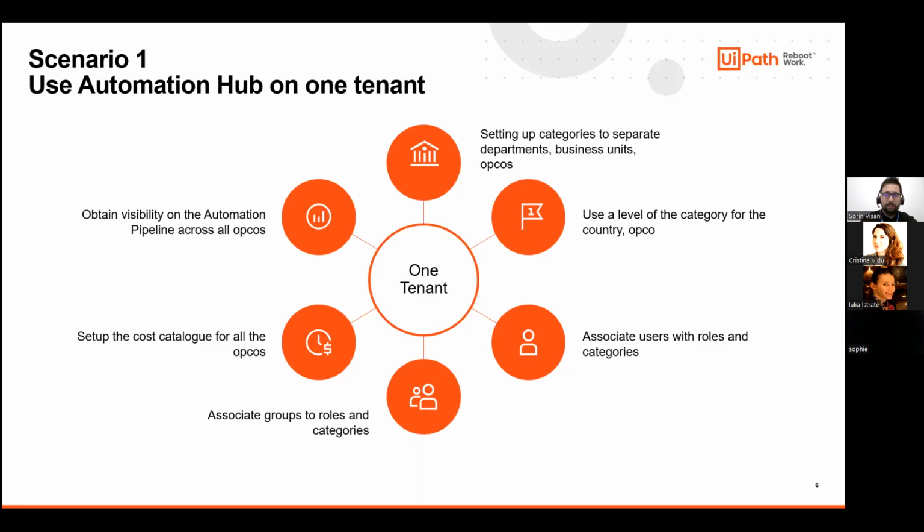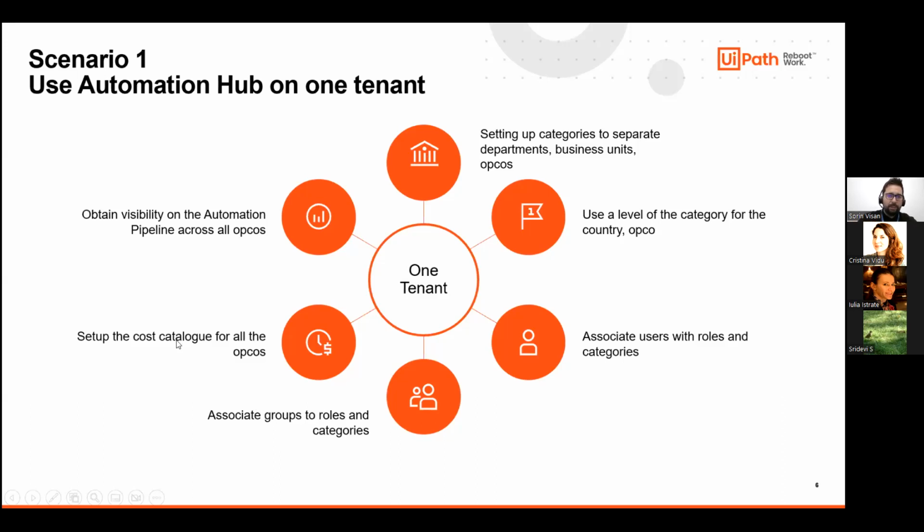If you have an existing setup and you want to move to this setup with the first level as the OPCO, we have ways of updating the categories using the Open API or using the existing CSV options in the platform. Next, we want to look at how to associate users with roles and categories, because in the end, you want to obtain that separation of use in terms of what the user views, right? And we're talking about users, we're talking also about groups.